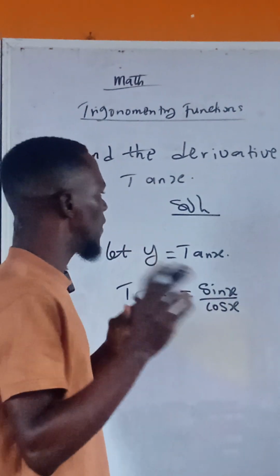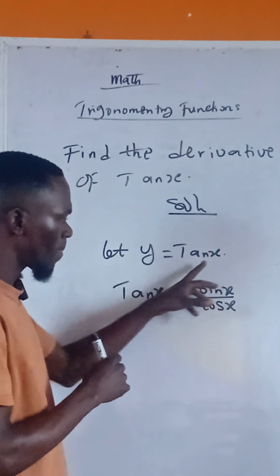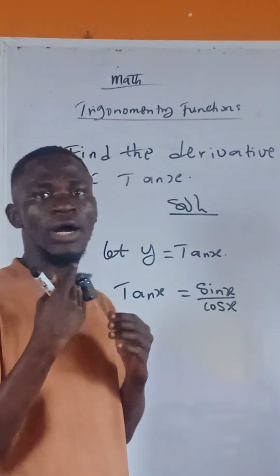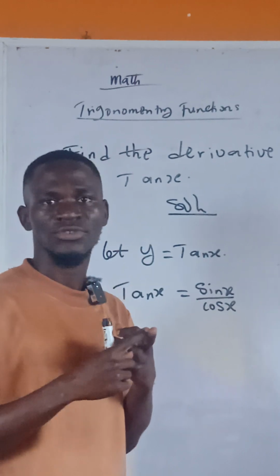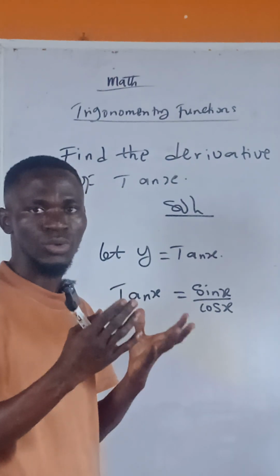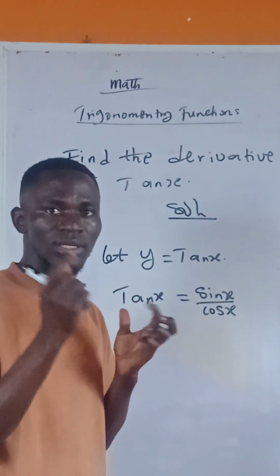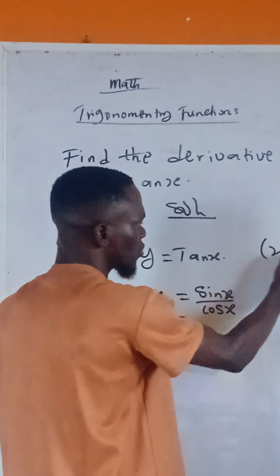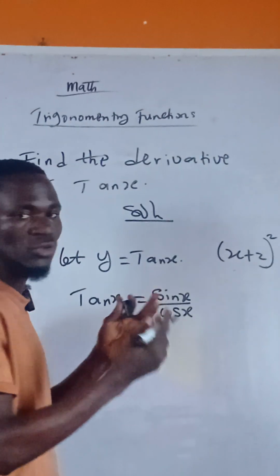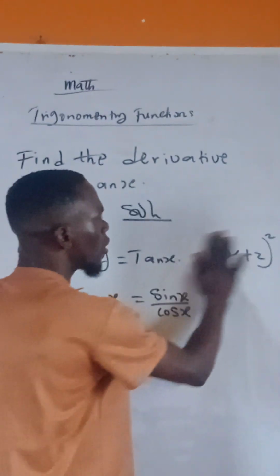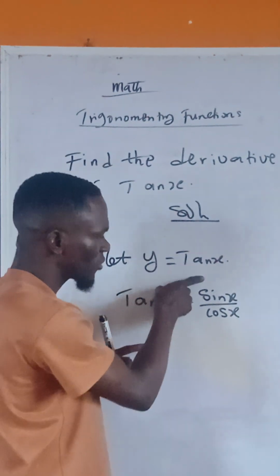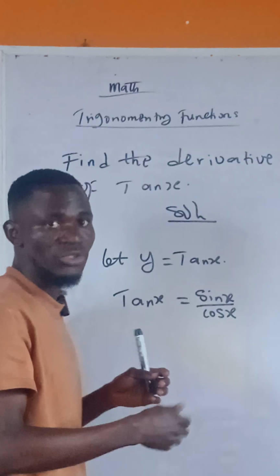Now if you look at this formula here, which of the rules in calculus are we going to use? We have the product rule, the quotient rule, and the chain rule, right? With the chain rule, we're going to have a bracket with a square, something like (x + 2) squared. But the product rule, you're going to have two brackets. If it is quotient rule, always deal with a fraction. Now this is a fraction, right? So that means I'm going to use the quotient rule.